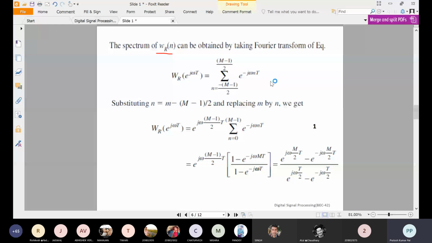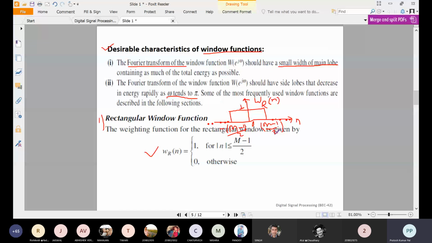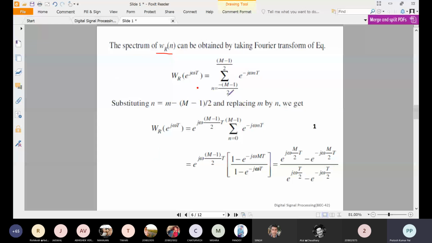Okay, so this one has a frequency range. Instead of putting the value of WR, we can see that n varies from minus infinity to plus infinity, but WR is only defined for the range of minus (M minus 1)/2 to (M minus 1)/2. So after optimizing, n should range from minus (M minus 1)/2 to (M minus 1)/2 into e to the power j omega n T.